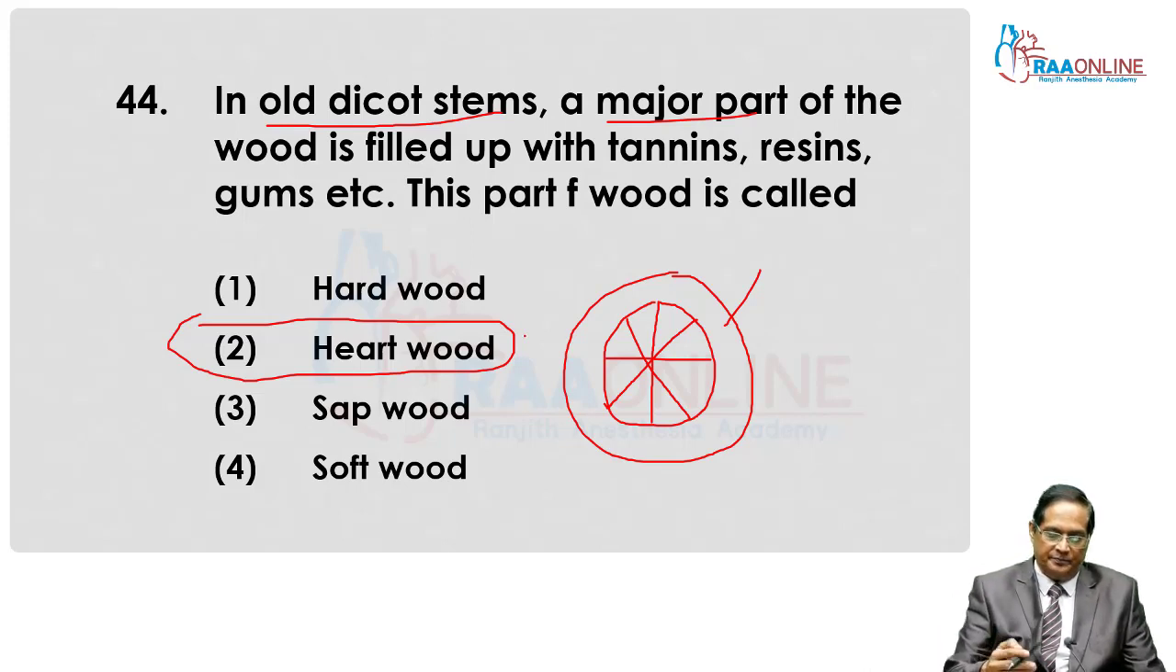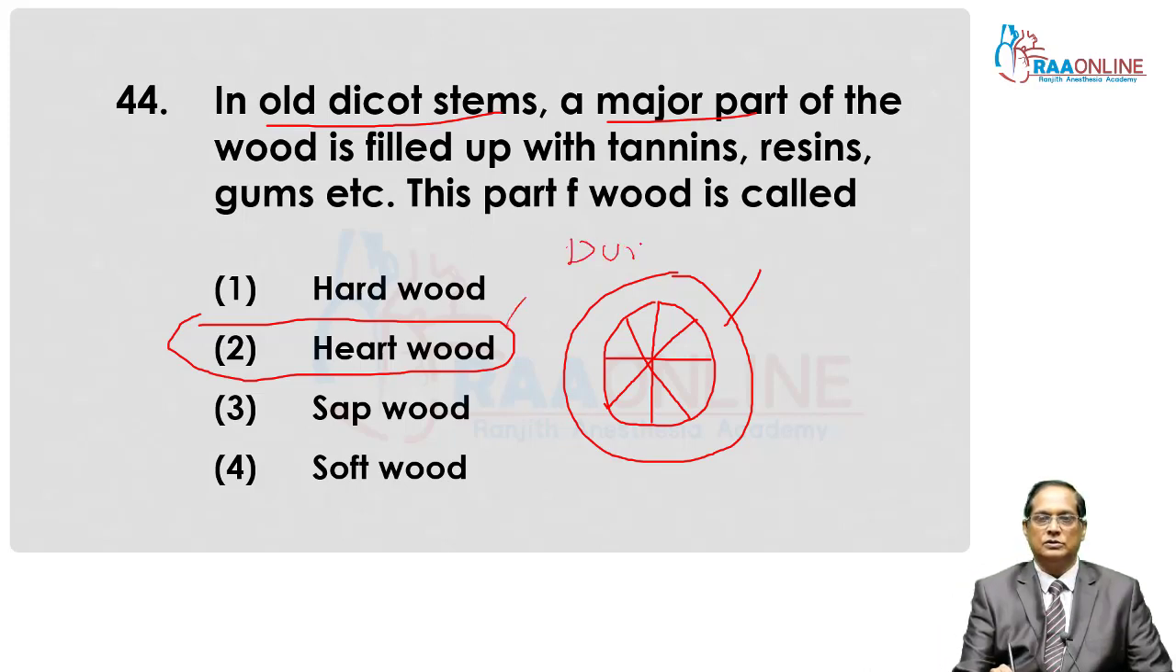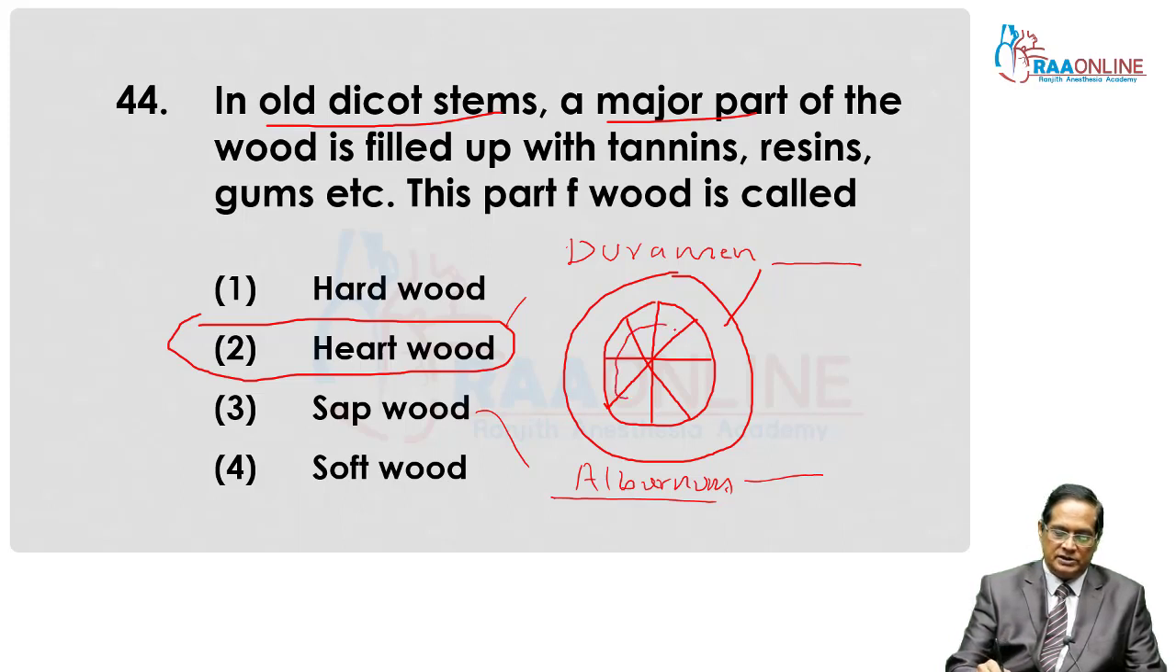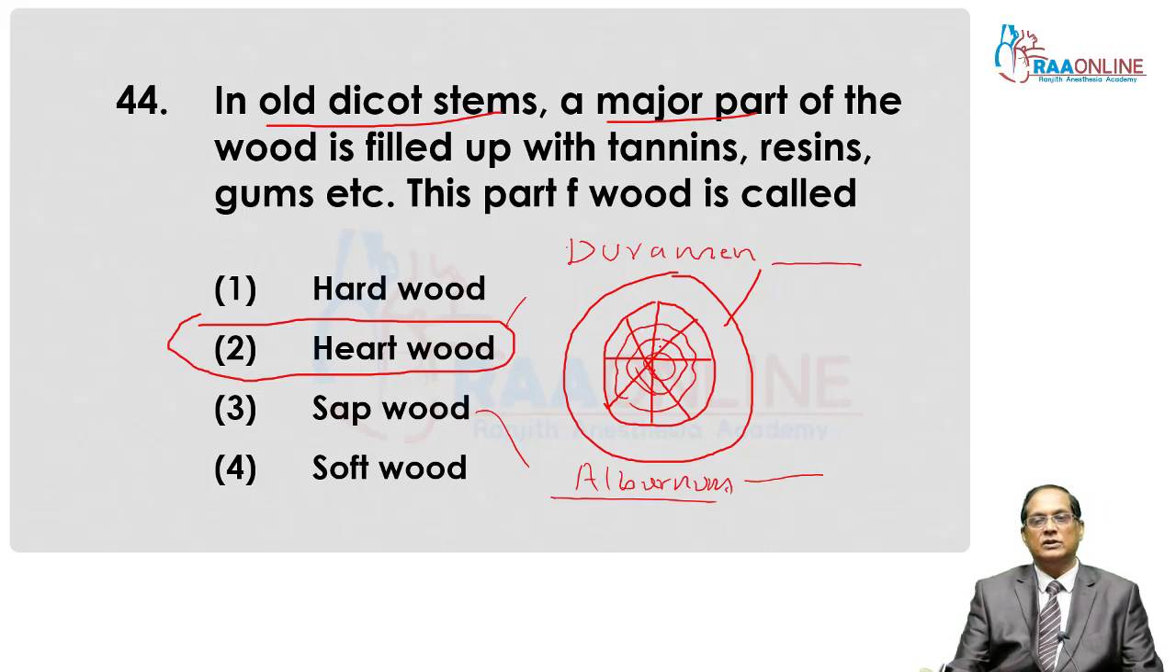Heartwood is also called duramen. Sapwood is known as alburnum. Heartwood is physiologically inactive, while sapwood is physiologically active. But the prominent one is duramen. This prominent wood is duramen actually.